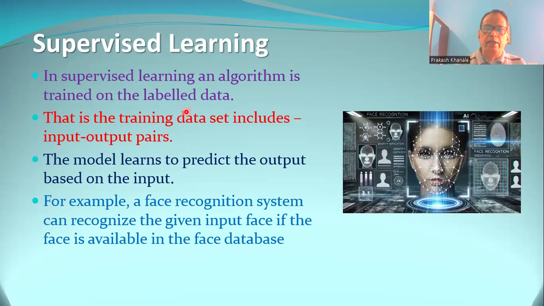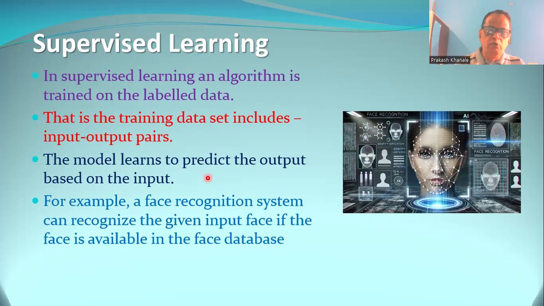Say, for example, if there are 10 people and there are 10 faces, then we will tell the computer that the first face belongs to person 1, the second face belongs to person 2. In this way, when we go on telling the computer, that is called labeled data. So the training data set will include input and output pairs, and the model learns to predict the output based on the input.